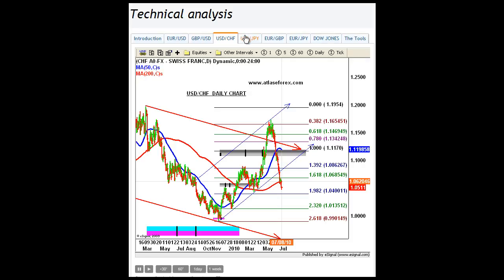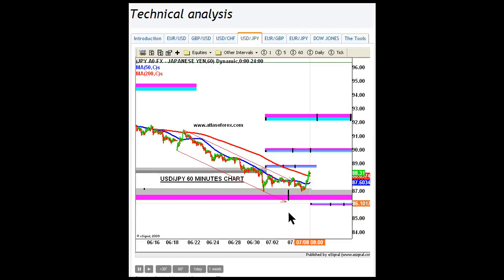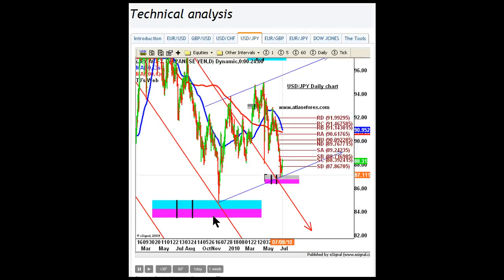Next pair, dollar yen. Well, yesterday was a fantastic move upwards. You will be seeing eventually the dollar yen as we presented it yesterday afternoon, and so on the 60-minute chart we see again breaking the 200 moving average, and this is the daily chart.